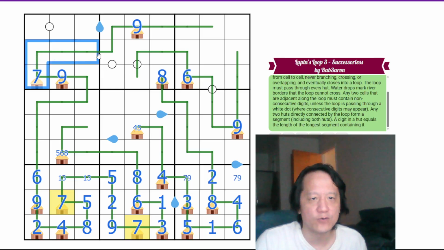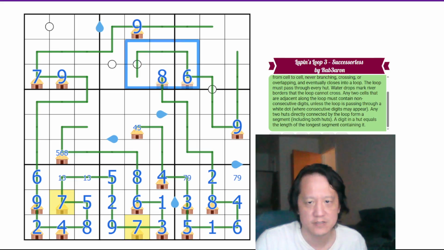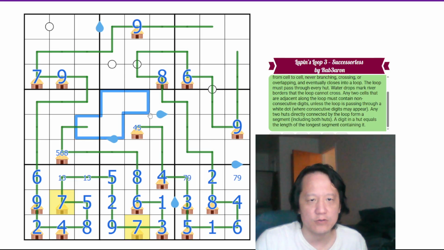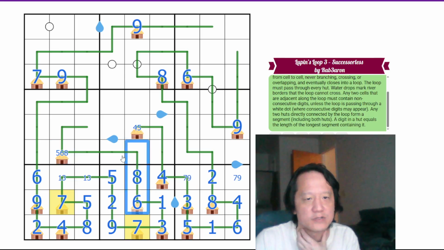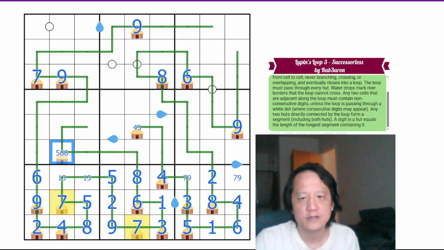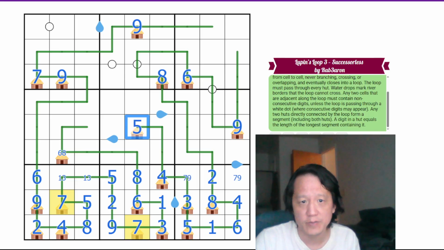So 1, 2, 3, 4, 5, 6, 7. This is 9 going that way or this way. This is 1, 2, 3, 4, 5, 6. And that goes that way. We cannot go longer here, so we must connect directly to here, and that must be 5 then. So this has to be 6, because this is already 6 in length. So no 5 there, it's at least 6. And this has to be 5, because we have 6, 7, 8, 9 already in the column. So that's 5, which connects directly to there.